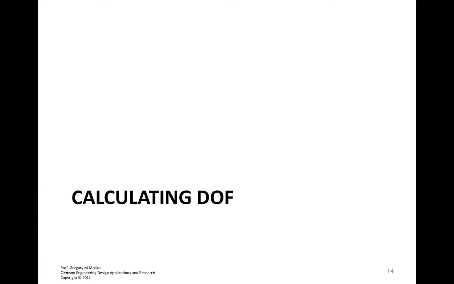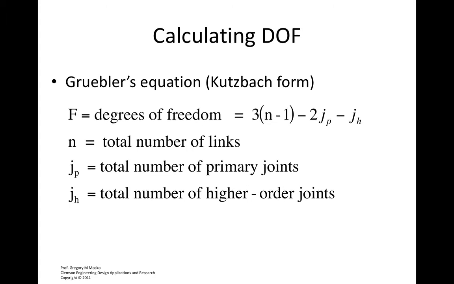Okay, in this lesson what we're going to do is calculate degrees of freedom, or calculate mobility, from the kinematic diagrams that we've created. So we'll calculate degrees of freedom using Grubler's equation, and you see that on the first line here. Degree of freedom is 3 times n minus 1 minus 2 times the primary joints minus 1 times the higher order joints. And I'll explain this equation here.